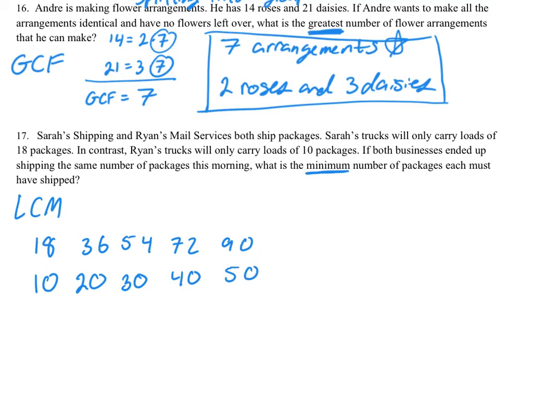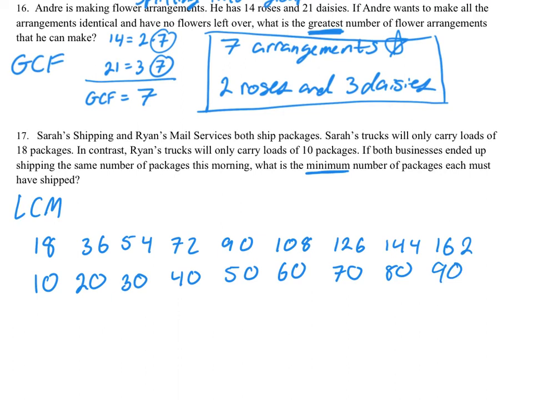Now you might notice something about 90. You might notice that 90 is divisible by 10, and you might want to stop there, and that's fine. I'm going to keep going with both of them. Sarah would then get to 108. Ryan would get to 60. Then Sarah would end up at 126 packages sent. Ryan would be at 70. Sarah would then be at 144. Ryan at 80. Then Sarah would be at 162. Then Ryan would be at 90.